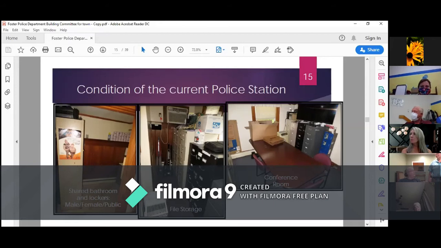Here's your file storage. And again, I'm going to guess that's about, what, 1.5 feet in front of them, filing cabinets that they have to go in and try to look for files. There's your conference room, right?